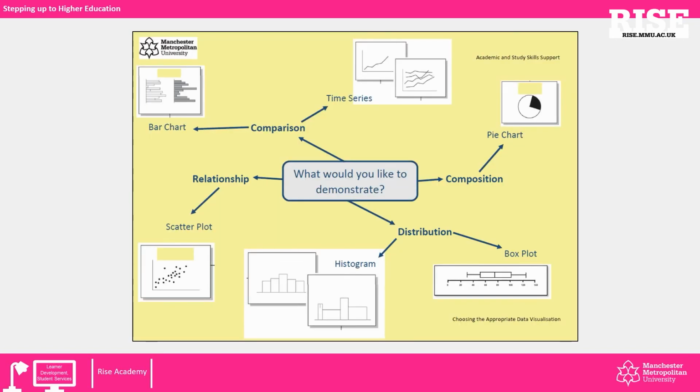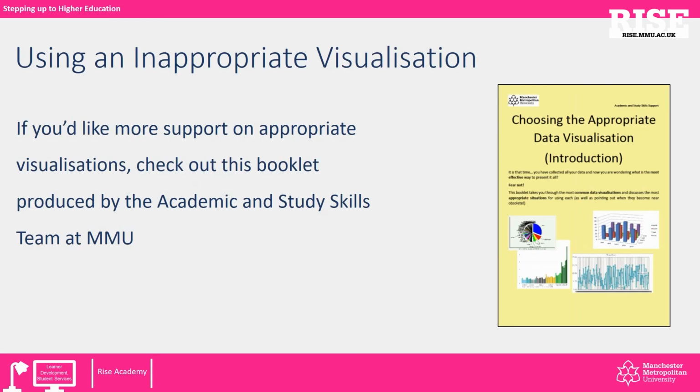On this slide here, you can see a summary of the four main data portrayals people are trying to achieve through data visualizations. Either the composition of some data, comparing groups, looking for relationships between variables, or simply seeing the distribution of data. If you do want more support on appropriate visualizations, check out this booklet produced by the Academic and Study Skills team at MMU. You'll find this booklet available for download in the next task.